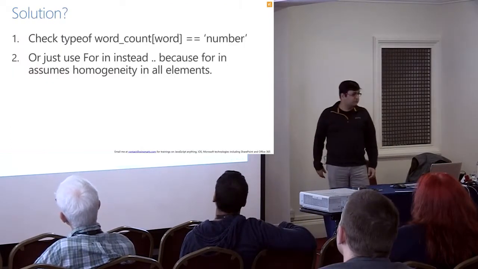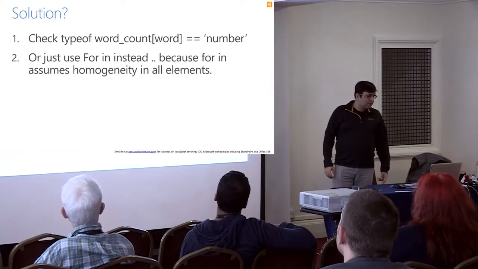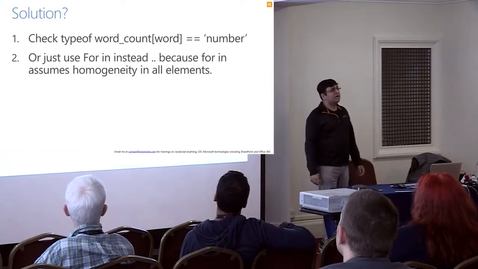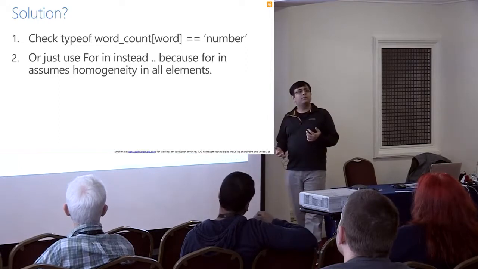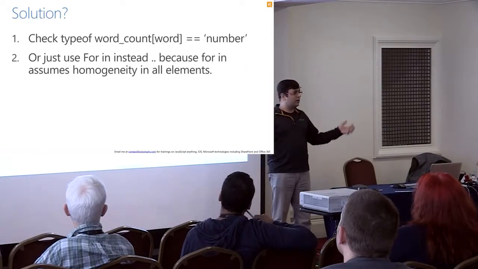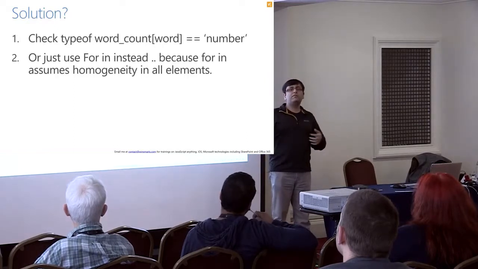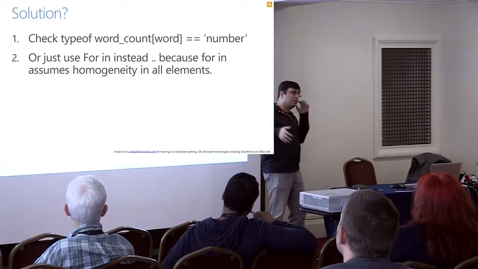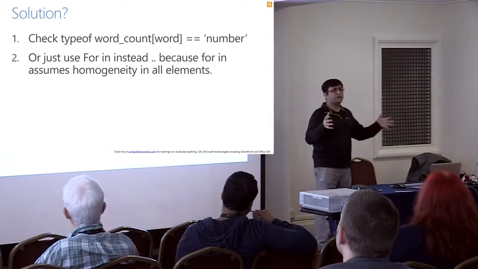So solution, you could do this, or you can just use for in, because the for in loop assures and requires homogeneity across all the elements that are returned. You cannot run for in on numbers and booleans and all. It has to be similar.